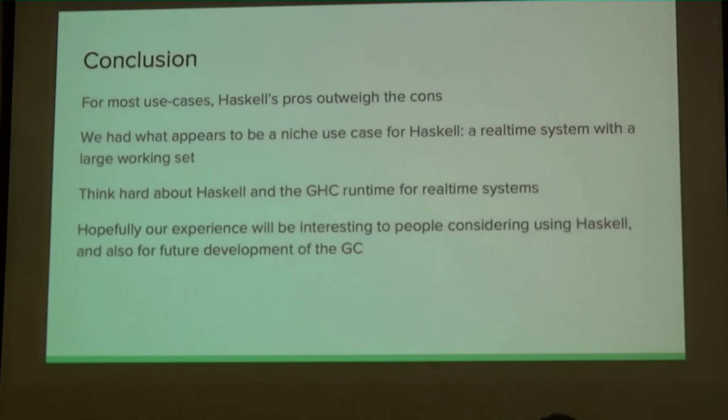If you've got a large working set in memory and have real-time requirements, then it might not be the best choice unless you want to deal with the foreign function interface and maintaining a C code base. Hopefully talking about it and blogging about it will promote improvements in this area, and I think the future looks quite bright for similar use cases to ours. And that is it. Thank you very much.